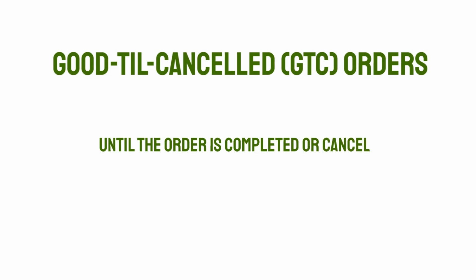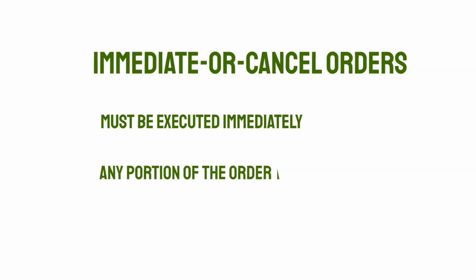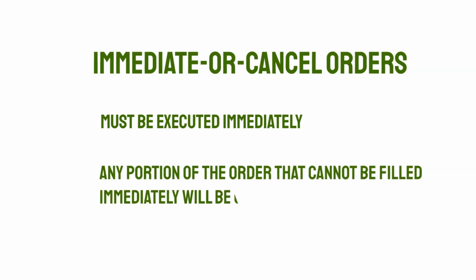A good till cancelled GTC order is an order to buy or sell a stock that lasts until the order is completed or cancelled. Brokerage firms typically limit the length of time an investor can leave a GTC order open. This time frame may vary from broker to broker. Most brokers' time frame may be 180 days. Investors should contact their brokerage firms to determine what time limit would apply to GTC orders. An immediate or cancel order is an order to buy or sell a stock that must be executed immediately. Any portion of the order that cannot be filled immediately will be cancelled.